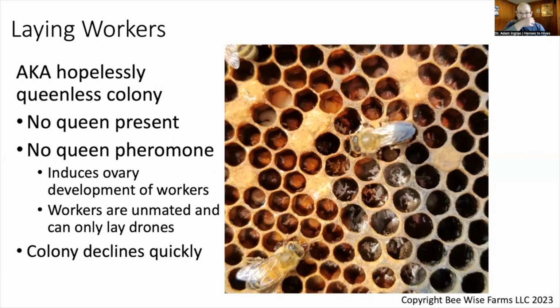Now, you see all these eggs, and these eggs will hatch, but what will hatch from them is drones, because these are unmated bees. They can only lay drones. They're not mated, so they can't lay female bees.